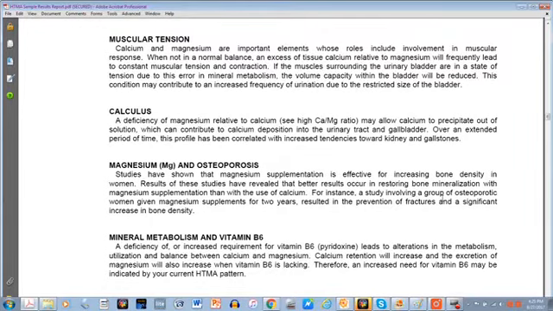Mineral metabolism and vitamin B6. A deficiency of or increased requirement for vitamin B6 leads to alterations in the metabolism, utilization, and balance between calcium and magnesium. Calcium retention will increase, and the excretion of magnesium will also increase when vitamin B6 is lacking. Therefore, an increased need for vitamin B6 may be indicated by your current HTMA pattern.